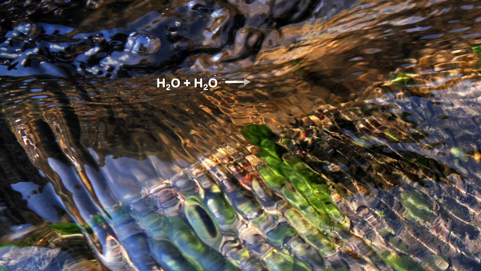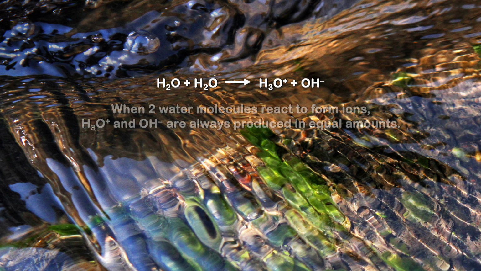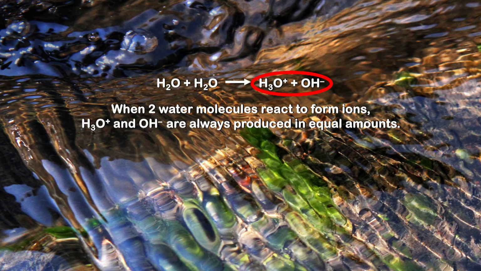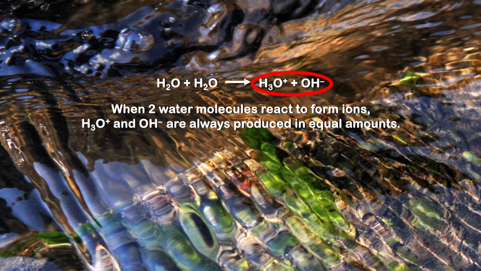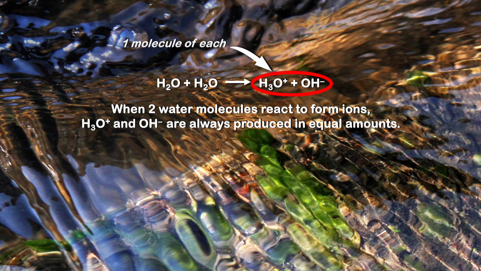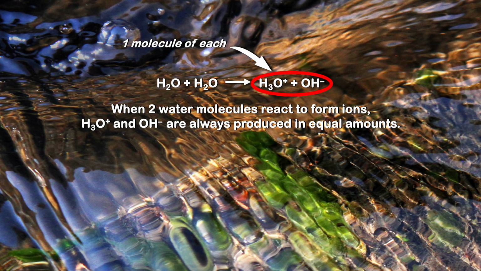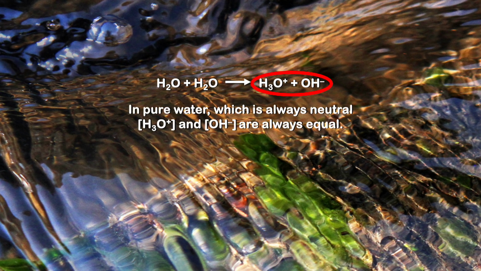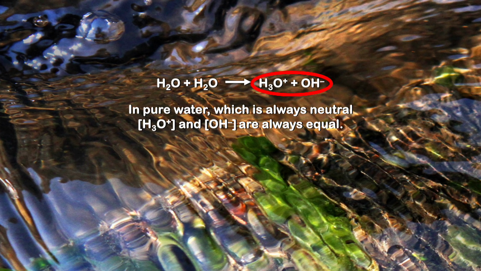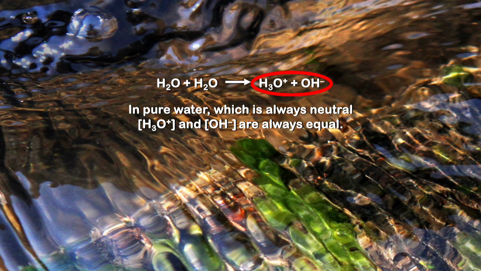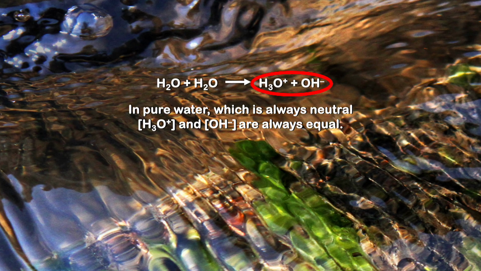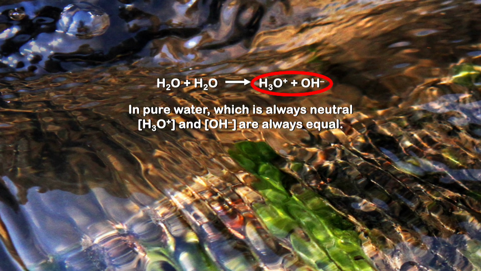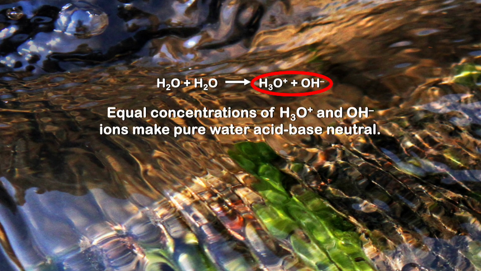Note that when two water molecules react to form ions, hydronium ion and hydroxyl ion are always produced in equal amounts, one molecule of each. This means that in pure water, which is always neutral and has no other source of ions, the hydronium ion and hydroxyl ion concentrations must always be equal. The reason pure water is neutral is because the concentrations of hydronium ion and hydroxyl ion are equal.